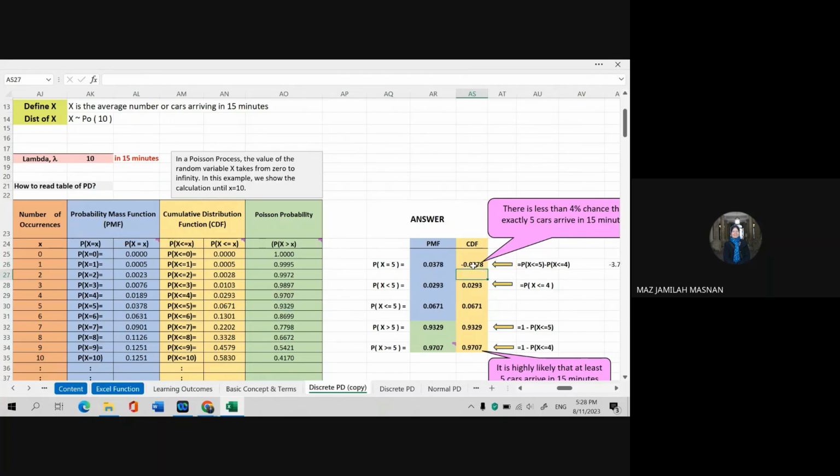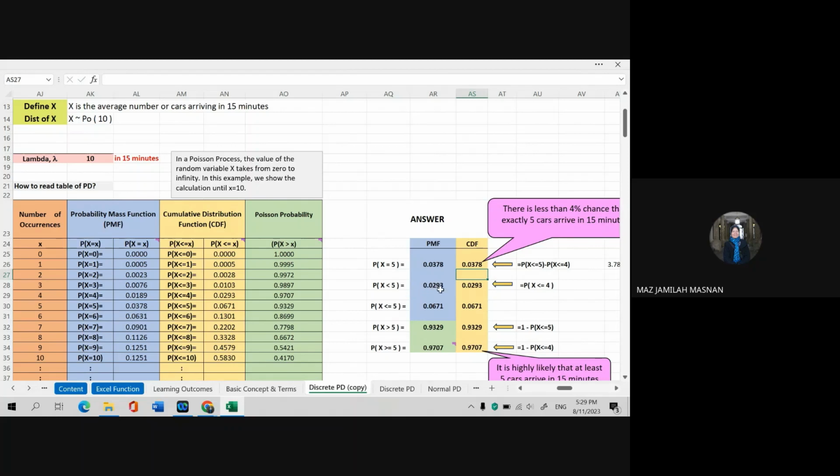Oh, sorry, the location is wrong. So it should be, using the CDF, the yellow region. So change into the yellow region and you will get 0.0378, the same as if you were using the PMF. Now, go to the next question: find the probability of x less than 5.